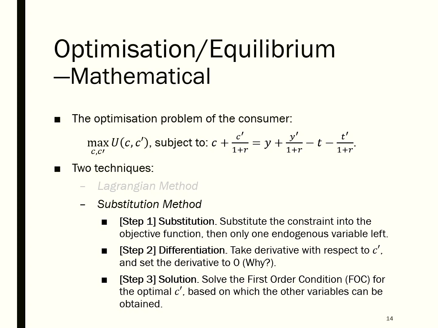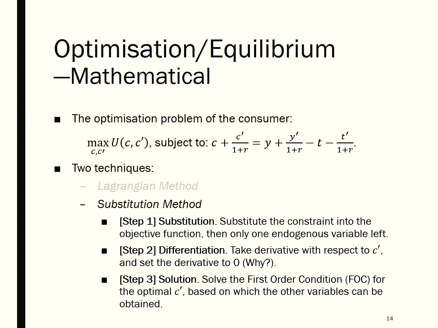There are three steps, just like in the static model. First, substitute the constraint into the objective function so that there is only one endogenous variable left. Second, take the derivative of the objective function with respect to that endogenous variable and set the derivative to 0. This is because only when the slope, or the derivative, is equal to 0, you are at the top of that function. This optimality condition, or the first order condition, leads to the intertemporal condition.